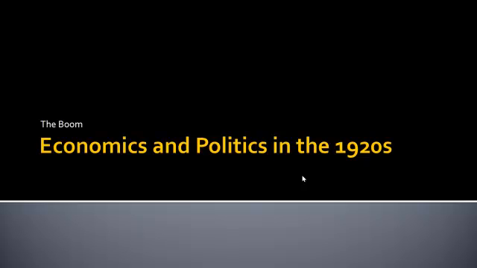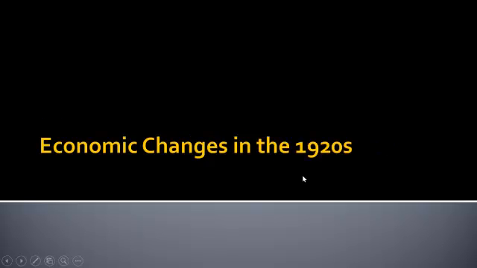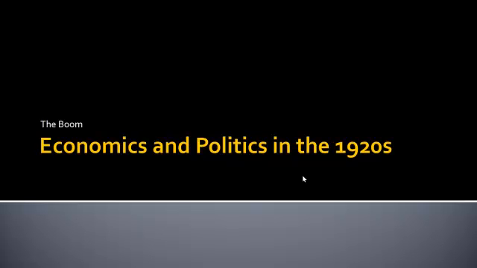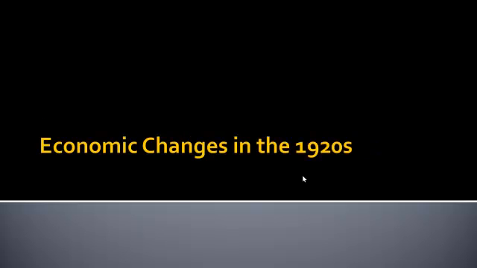Today we're going to talk about economics and politics of the 1920s. Now the 1920s is going to be characterized by economic changes that are going to build on the changes that we've already discussed during the era of industrialization around the turn of the century.